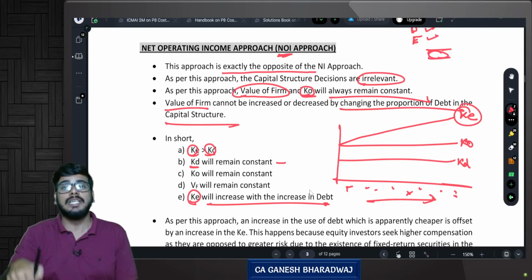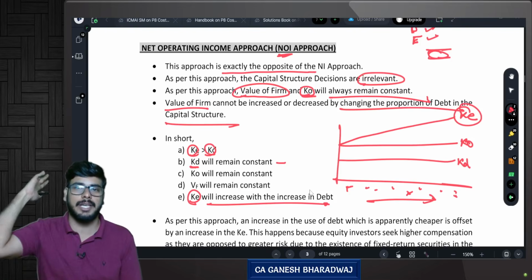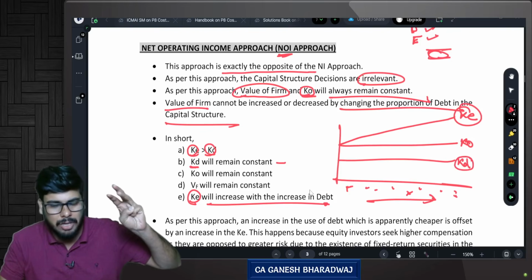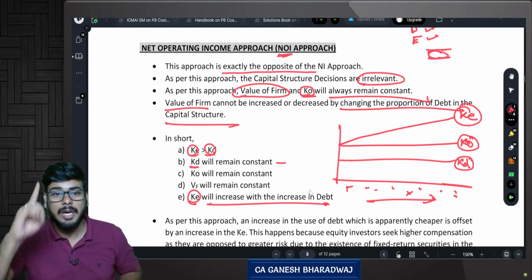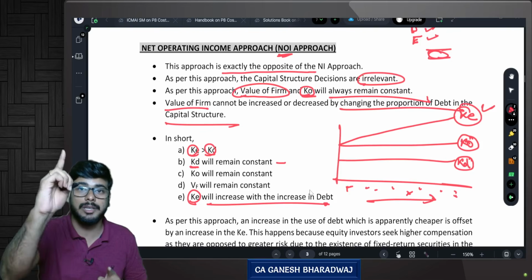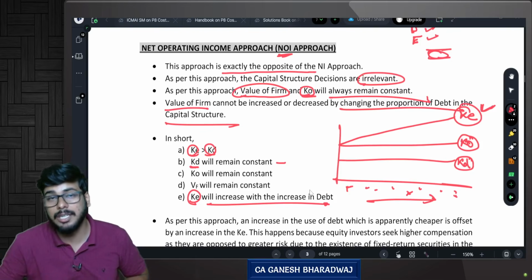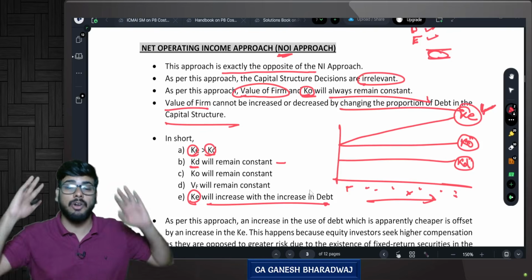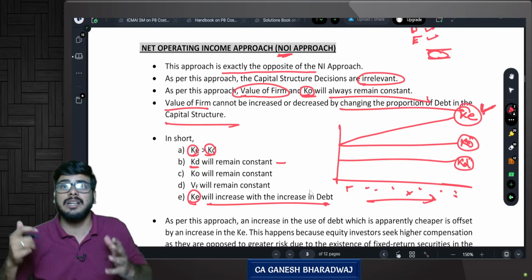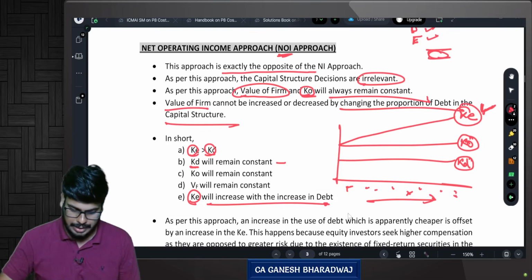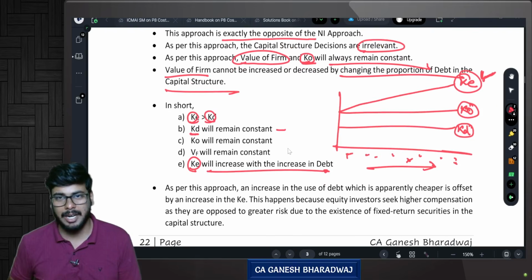That is the assumption that NOI is saying. So NOI is saying the more the proportion of debt, KD will not change, KO will not change, but KE alone will change. Why? Because the more the debt, the more the risk, and the more the risk, the more the return. That is the expectation of the equity shareholders. So KE will also increase. This is the underlying logic that the NOI approach says. Are you clear with this? Sir, okay, sir, we understood.